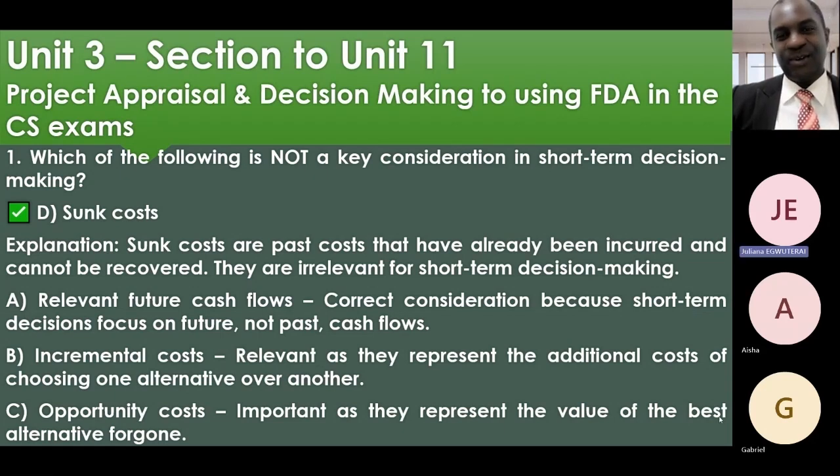All right, number 1, which of the following is not a key consideration in short-term decision making? Yeah, so J got it. D. So A failed it. She took A. Some costs are past costs that have already been incurred and cannot be recovered. They are irrelevant for short-term decision making because short-term decision making is futuristic. Exactly. A, relevant future cash flows, you picked. It is a correct consideration because short-term decisions focus on future, not past cash flows. So A is wrong. The answer is D, and J got it.